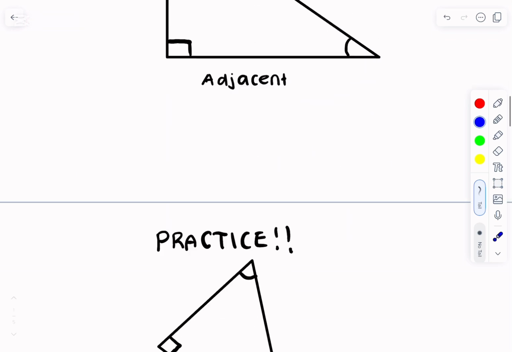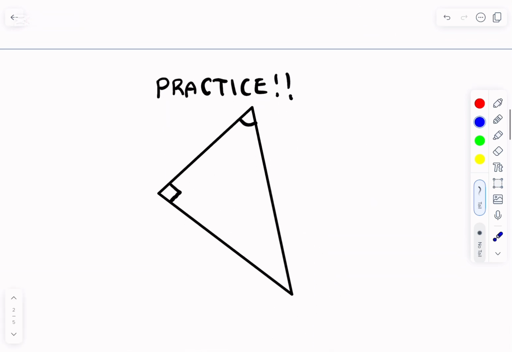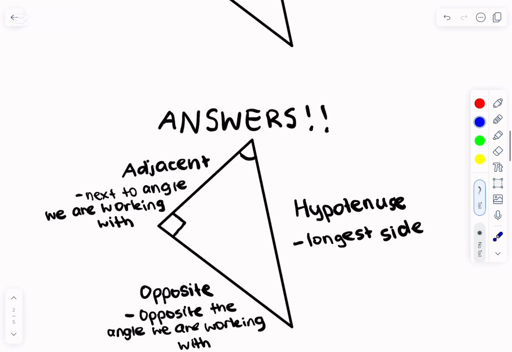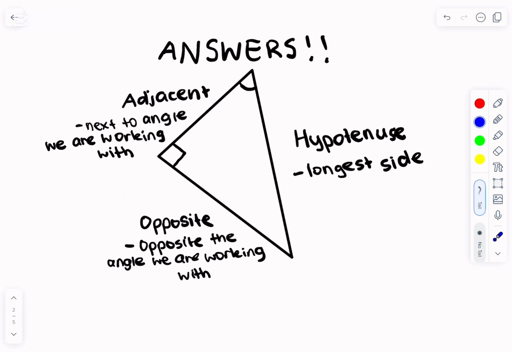Now let's practice finding each of the three sides in this example. Feel free to pause the video and have a go yourself. Here are the answers. Sounds simple, right?